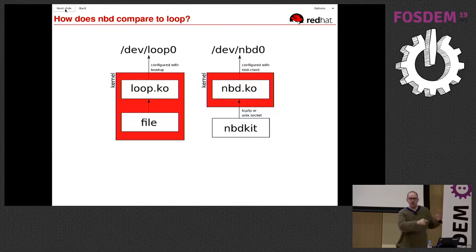On the left-hand side, the back end is talking over internal Linux kernel APIs like the VFS to the file which is associated with the loop device. On the right-hand side, we've got a user process running, and this is critical. We've got a user process. In this case, it's called nbdkit, but I should say that other NBD servers are available, and other very, very good NBD servers are available. And the kernel is talking to that process using a TCP port or a Unix domain socket as you require.